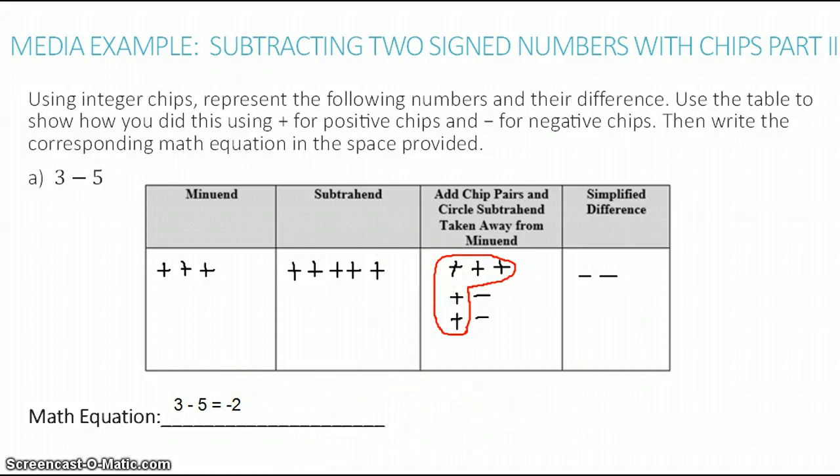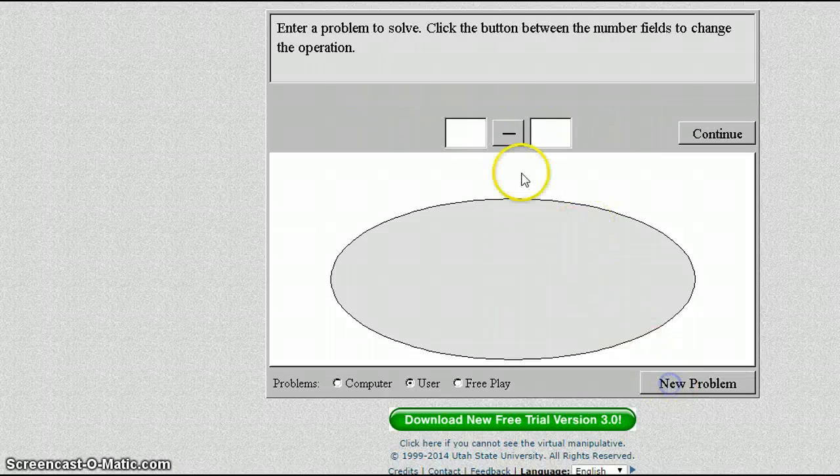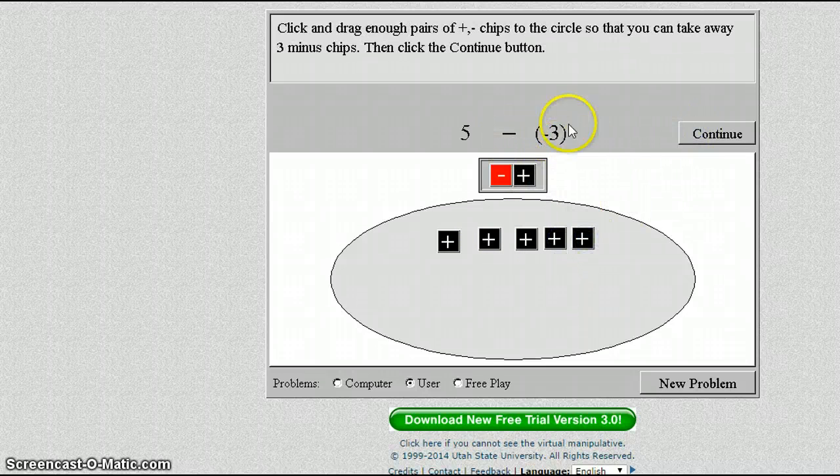Let's look at the next one. Here we have 5 minus -3. So let's set this problem up. 5 minus -3. So we'll write our minuend, our 5 positive chips. And now we need to take away 3 negative chips, but we don't have any negative chips to take away. So we're going to need enough pairs to take away 3 negative chips, and that's going to be 3 pairs.